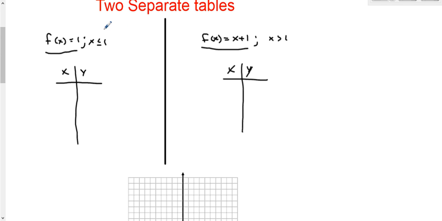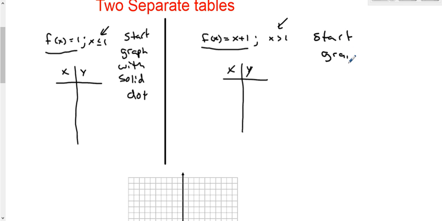And since we are graphing, we also have to be aware of the inequality. So if we have less than or equal, we will start the graph with a solid dot. Then for the other one, since it's just greater than 1, we will start that graph with an open dot. So we have to make sure that we are very careful and pay attention to that information.